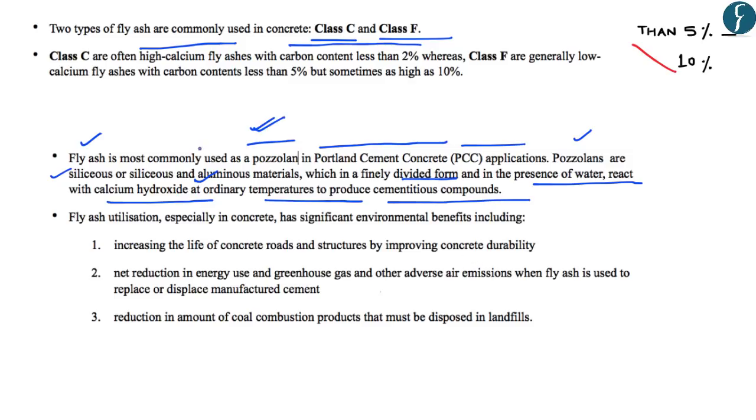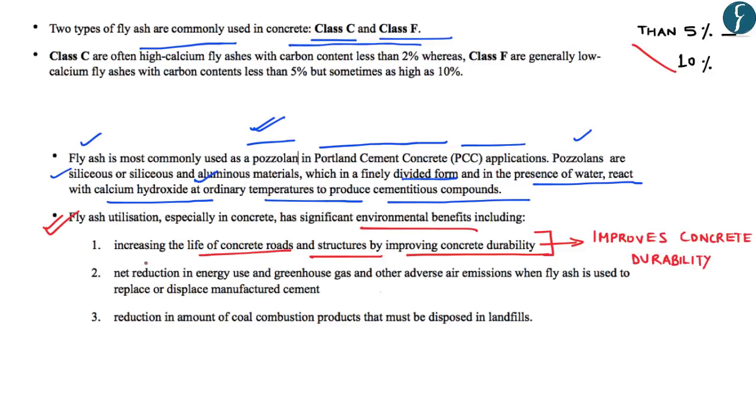And it is here where fly ash is most commonly used as pozzolan in Portland cement concrete. Further, it also highlights the environmental benefits with respect to using fly ash as concrete material. It increases the life of concrete roads and structures by improving concrete durability. So basically, use of fly ash improves concrete durability.